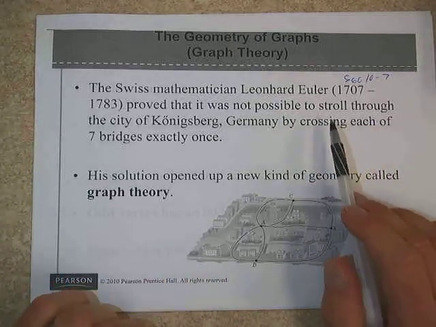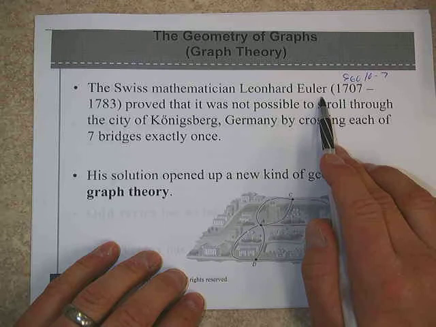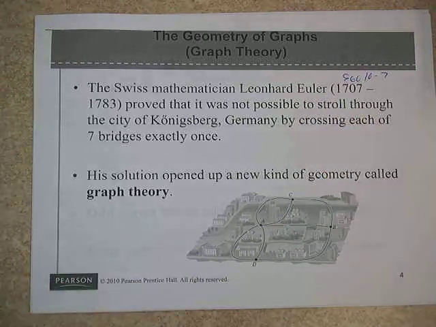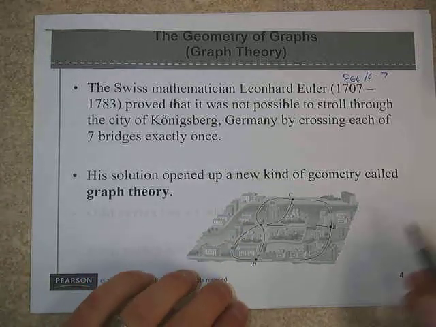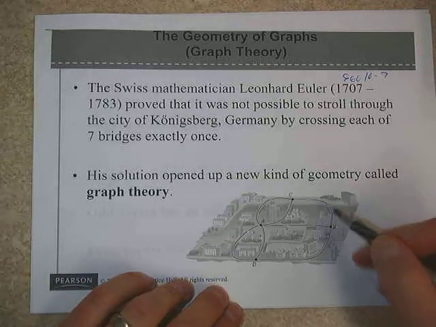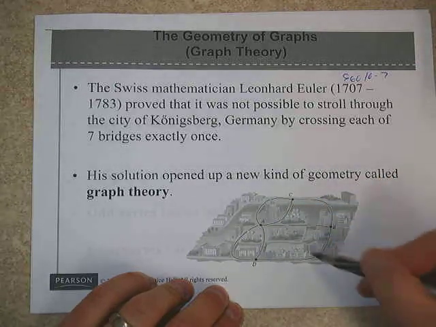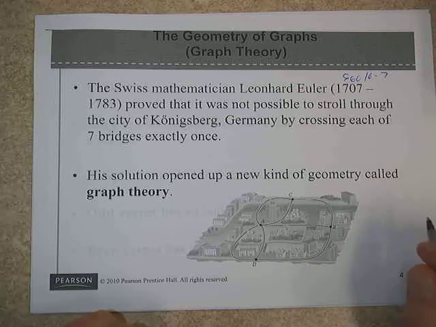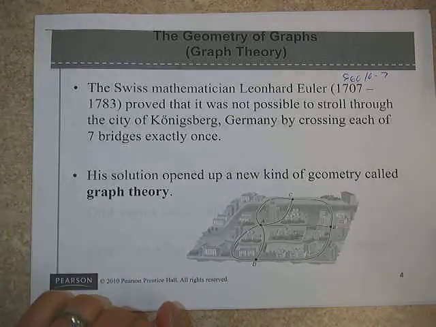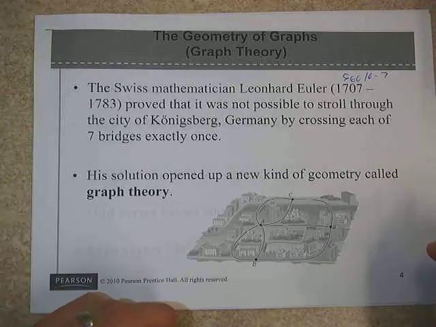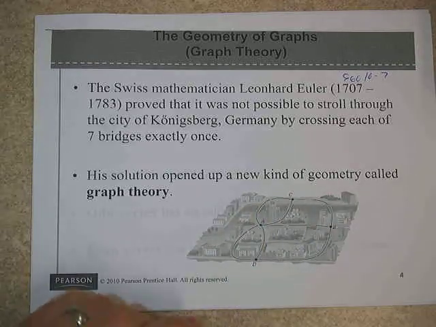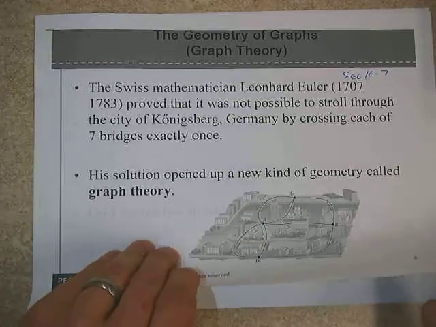The Swiss mathematician Leonhard Euler, and that is pronounced Euler, not Euler, proved that it was not possible to stroll through the city of Königsberg, Germany, by crossing each of the 7 bridges exactly once. If you take your pencil and start at any of these bridges and try to make your way around the city, crossing each bridge exactly once, it turns out that you can't do it. Ultimately, this opened up a new kind of geometry called graph theory.